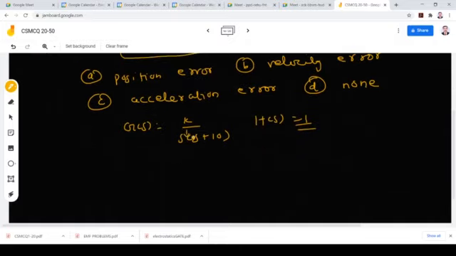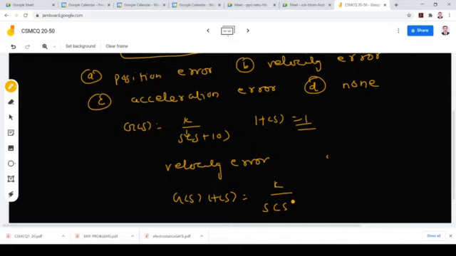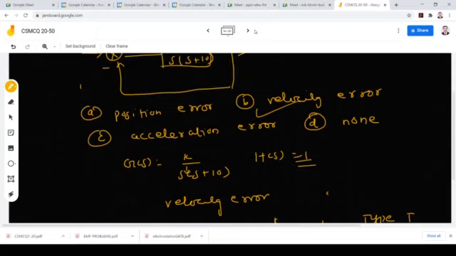Right, it is type 1. So type 1 means we should have only velocity error, right? So if you take G of S into H of S, here we see it has velocity error. Why? G of S into H of S is given by K divided by S into S plus 10 into 1. So it is a type 1 system, right? Type 1 system which has only velocity error. So the answer is velocity error. Okay. Next question.